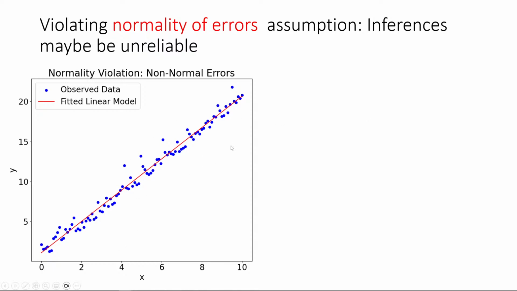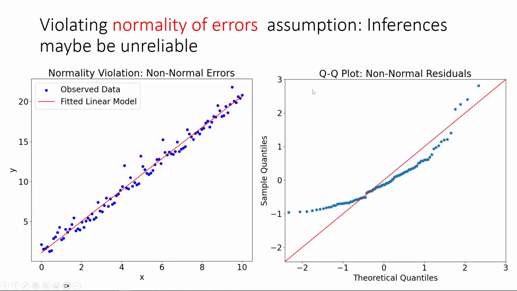So this is my data. How could I know about the normality of the error, whether my residuals are normally distributed or not? To do this, we generally do something called a QQ plot of the residuals. This is my sample quantiles, and this is the theoretical quantile. If my sample quantiles fall on this line, then my residuals are normally distributed.